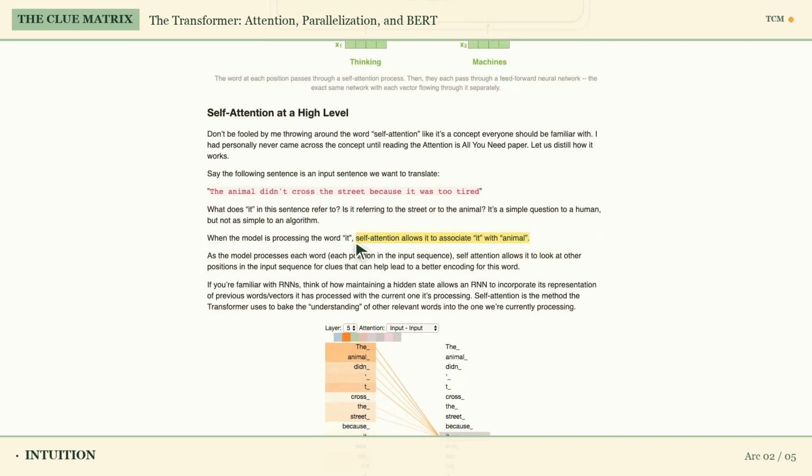Self-attention solves this. When the model is processing the word "it," self-attention allows it to associate "it" with animal. It creates a dynamic link between relevant words. So it's like the model asks, who cares about this word? And then gives more weight to the important ones. To be clear, the model isn't asking consciously, it's performing mathematical comparisons that result in weights. But the effect is to emphasize relevant words.